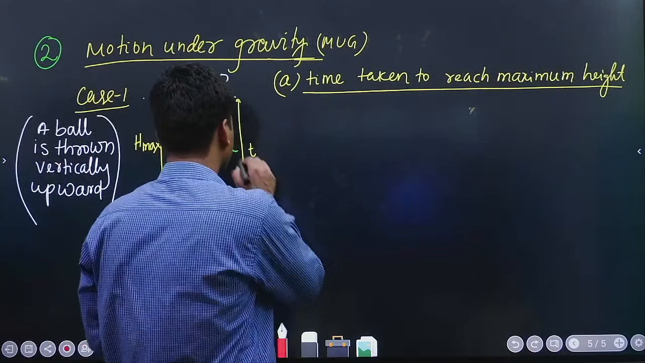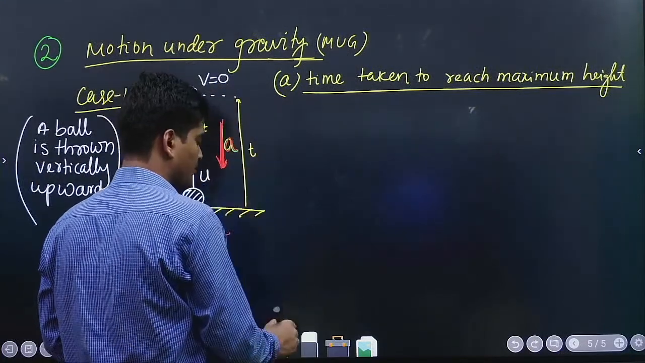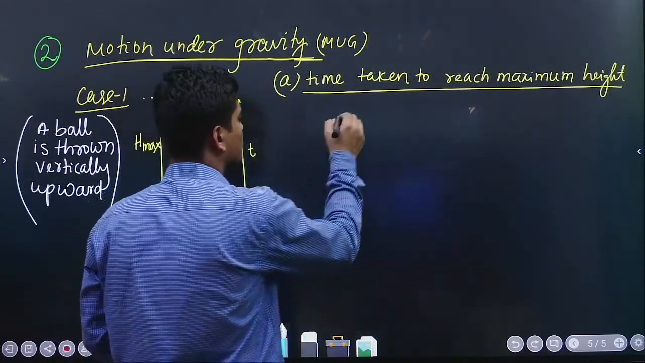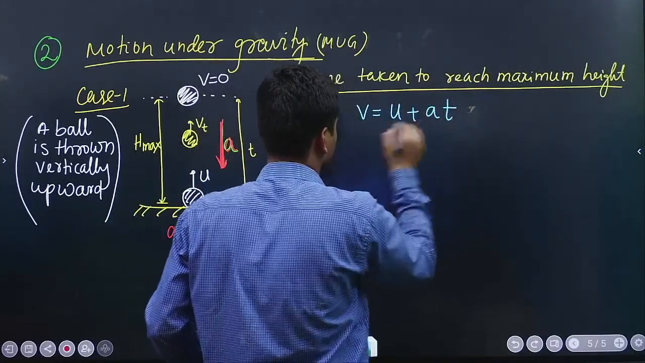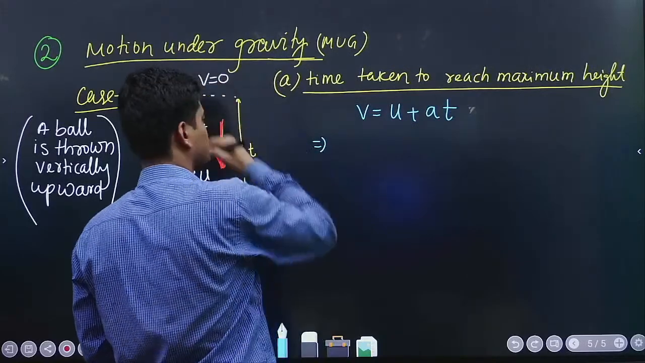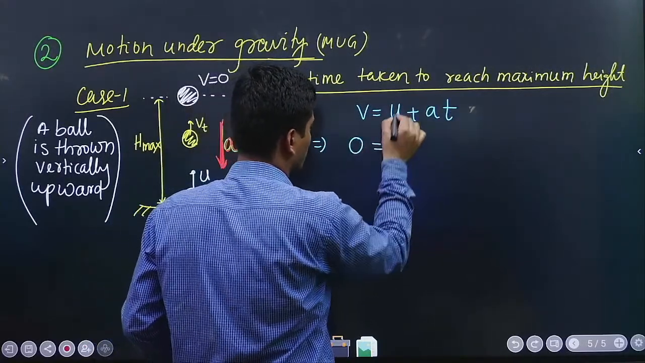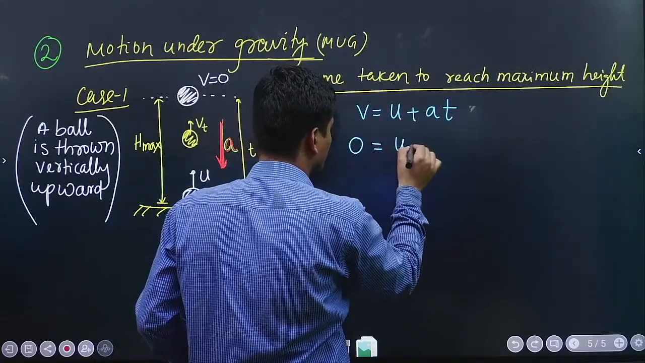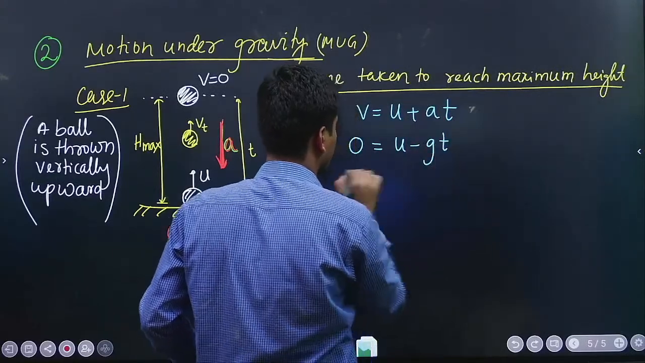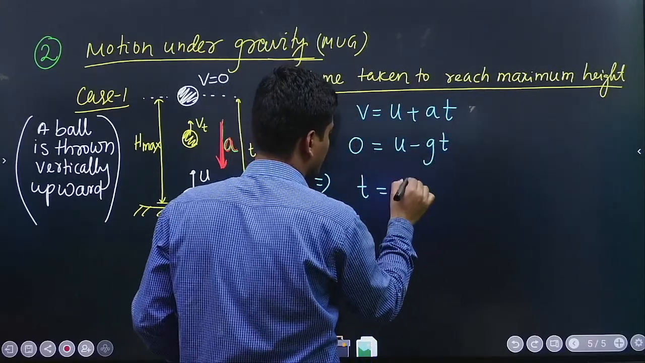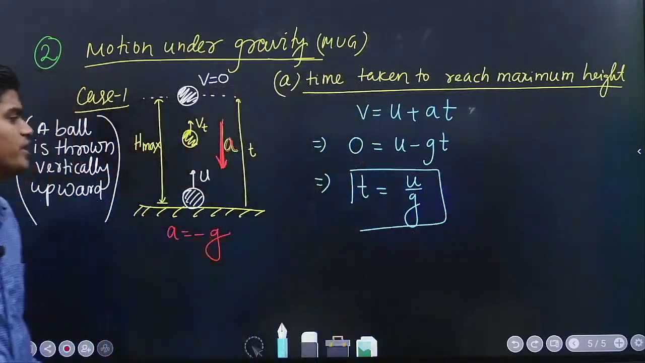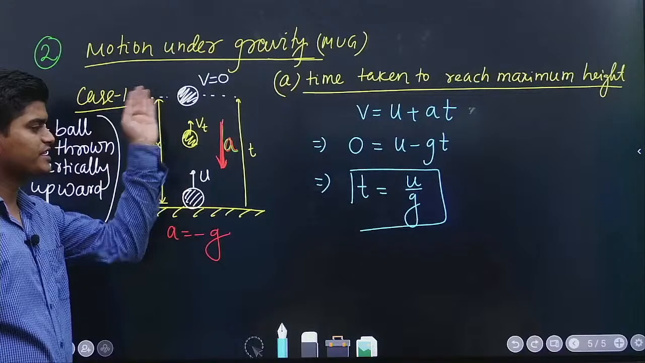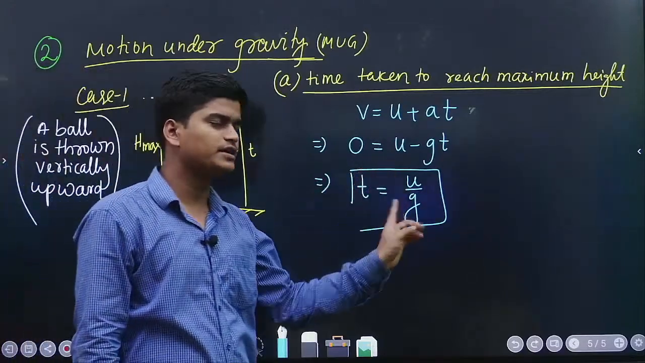Now let me write the equation. I know v equal to u plus at, and if you go to the maximum height, your velocity will become 0, u is U, and a is minus g. From this expression I can get t equal to U by g. So the time taken to reach maximum height is nothing but initial velocity divided by acceleration due to gravity.